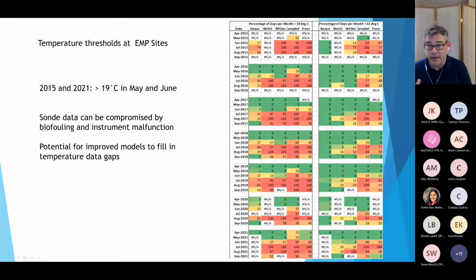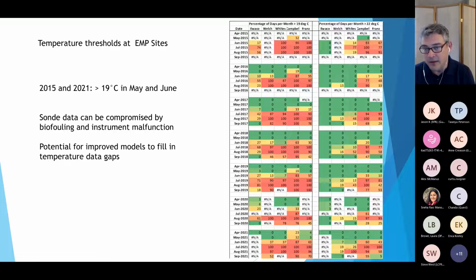So here's a summary of data since 2015 for temperature, and this is the number of days above 19 degrees Celsius in the actual marshes. And so Ouacko, Welch, Whites, Campbell, Franz are shown as the columns. And you can see 2015 is the first set, and then all the way down to 2021 at the bottom. On the left is above 19 degrees. On the right is above 22 degrees.